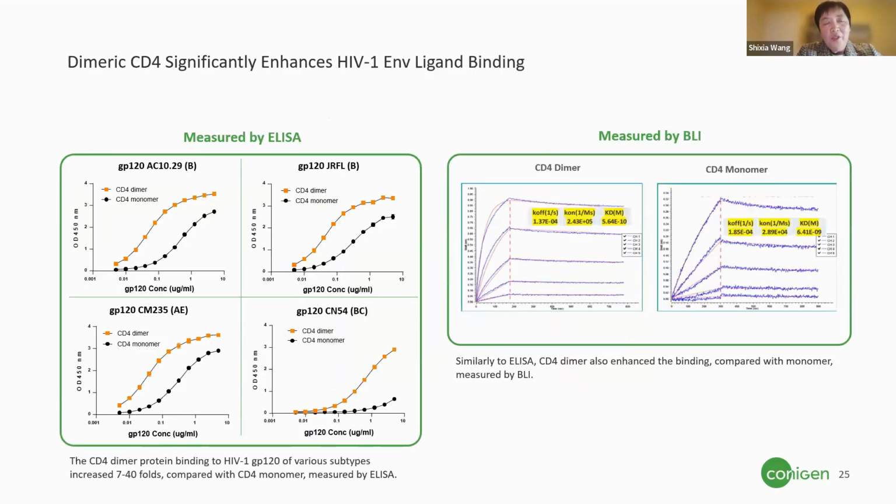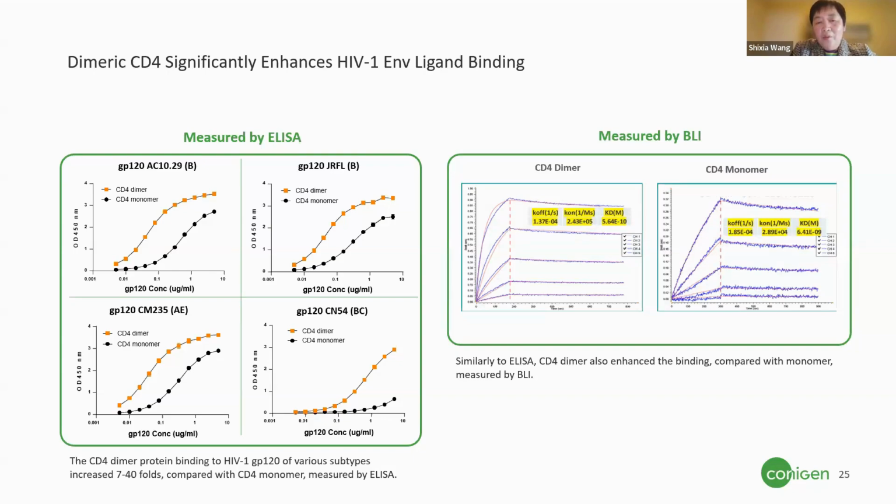So we generated the CD4 dimer, the cis dimer protein. And the first thing we evaluated was whether the CD4 protein can bind to HIV envelope proteins. It was very surprising to see the CD4 dimer protein bound to gp120 from different subclasses with, on average, a tenfold increase compared to the monomers. The orange line is the dimer protein, the black line is the monomer protein. This is bound not only to one envelope, but to envelope proteins from multiple subtypes.